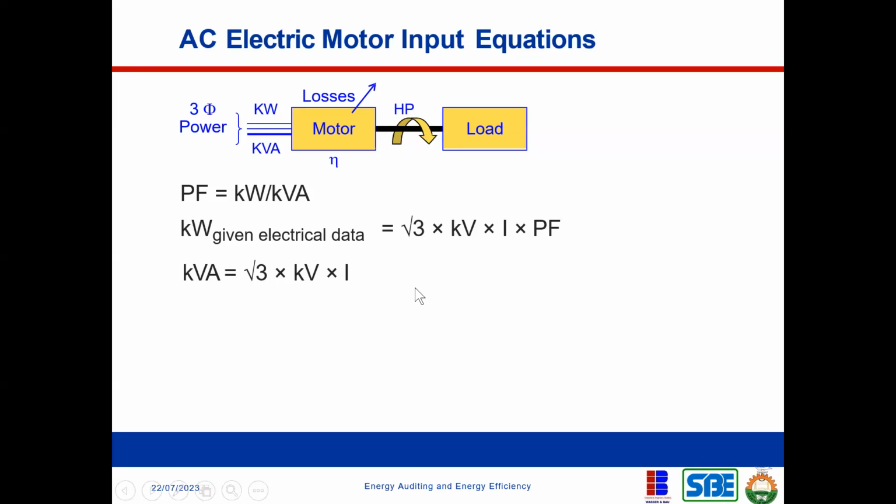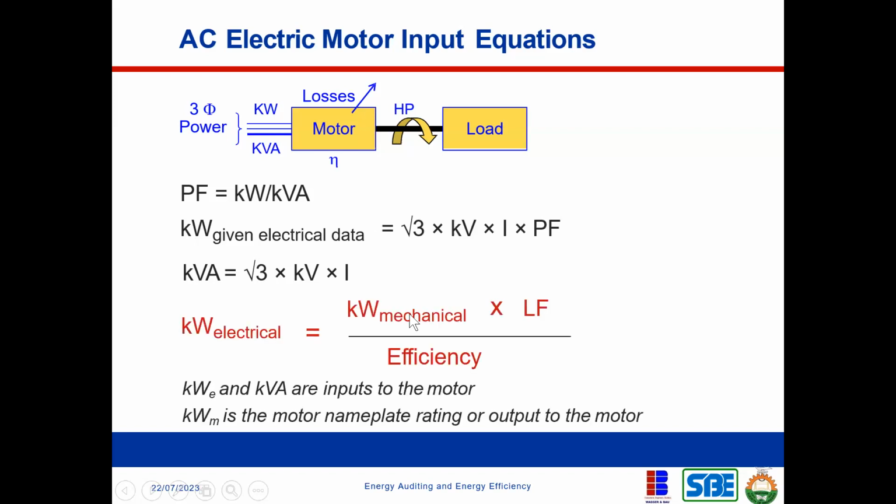So now this is the input: the kilowatt electrical that goes into a motor. Please note this. Now, the output is kilowatt mechanical, and this is the formula for calculating the output. Kilowatt electrical is what goes in; this is input, and this is output. The output is kilowatt mechanical times load factor.